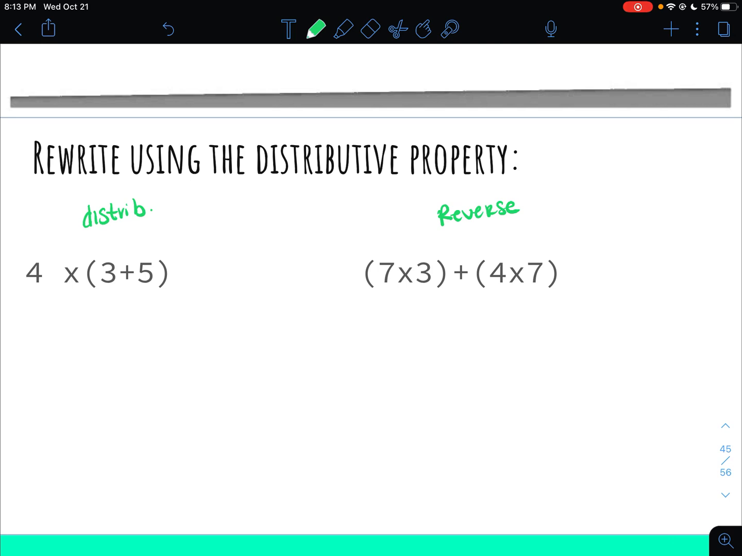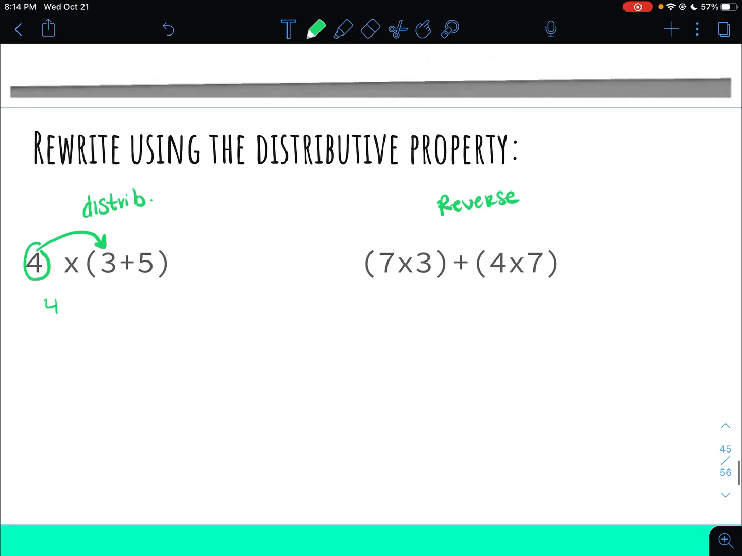Okay, so in the first one, you want to distribute the 4 to both terms or both numbers inside the parentheses. So you would do 4 times 3 plus 4 times 5. 4 times 3 is 12 plus 4 times 5 is 20, and there you go. 20 plus 12.